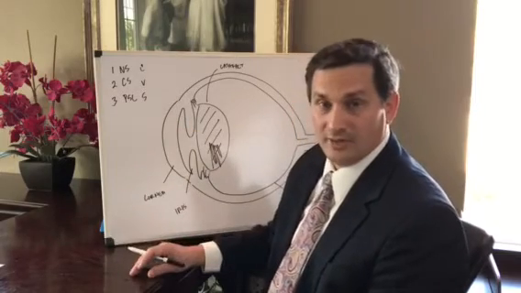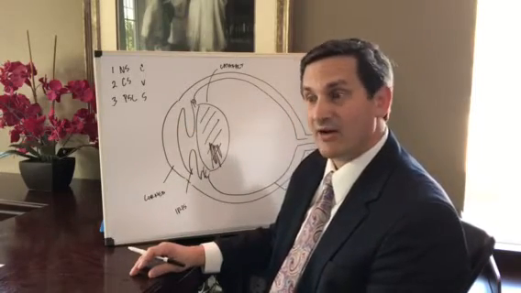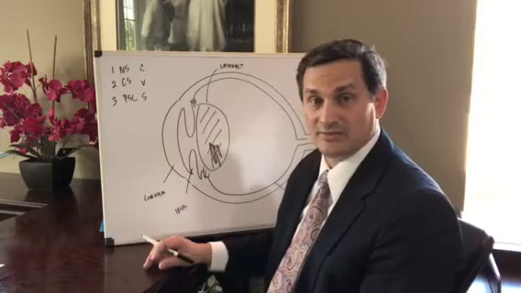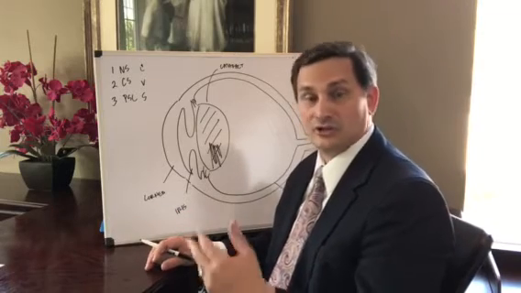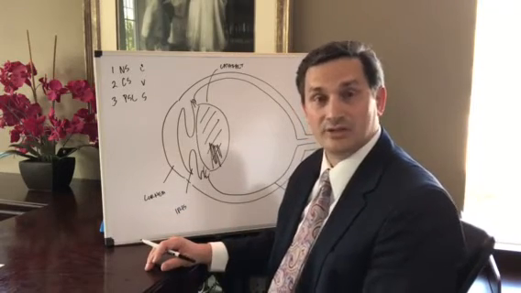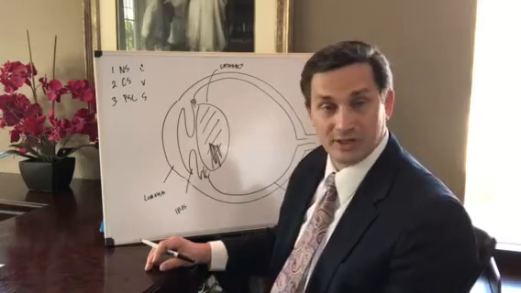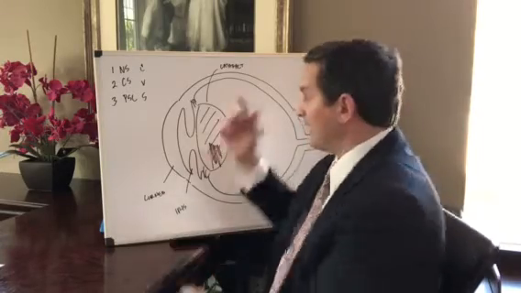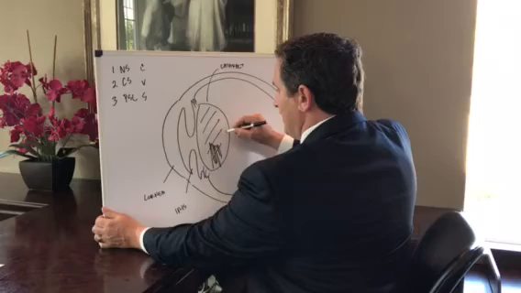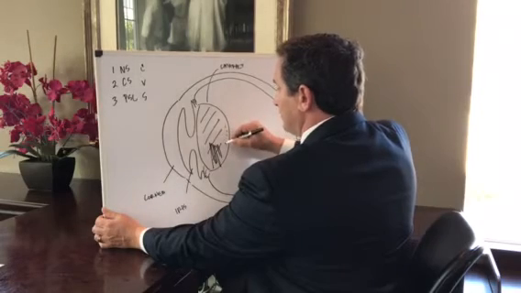The third most common is posterior subcapsular. This cataract is a very rapidly progressive cataract. It happens associated with the use of steroids, inhaled steroids, oral steroids, topical steroids. And it's a proliferation of cells on this posterior capsule.